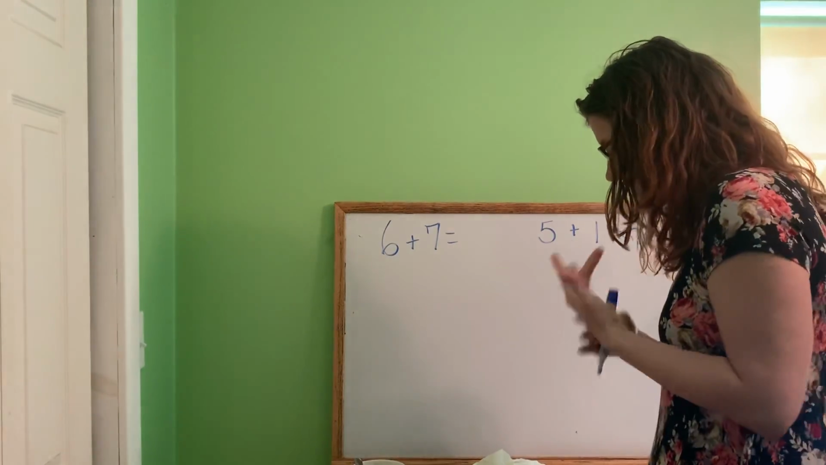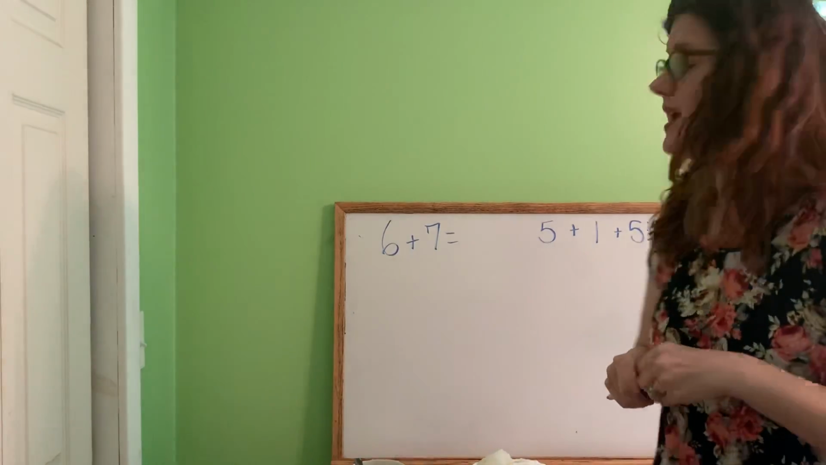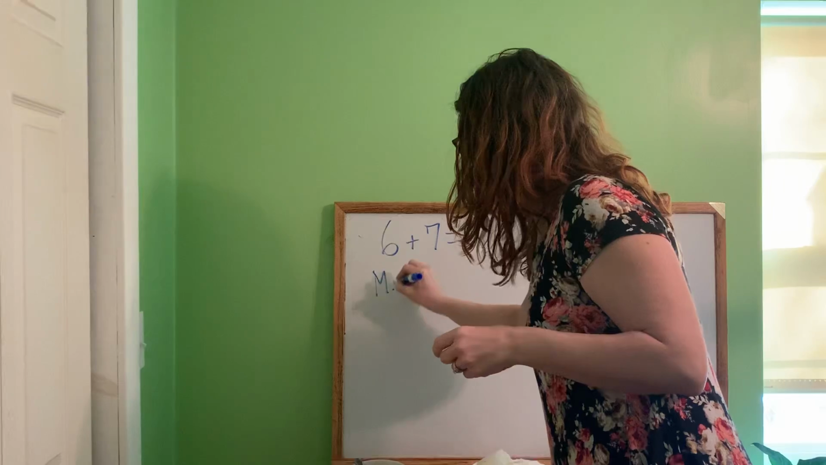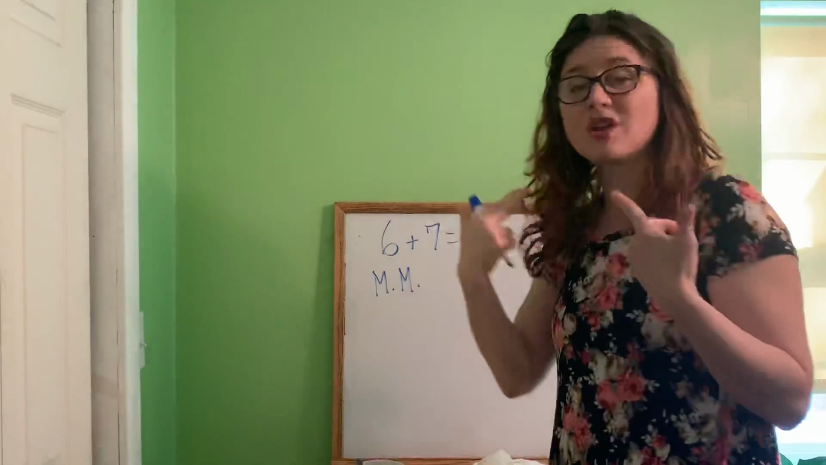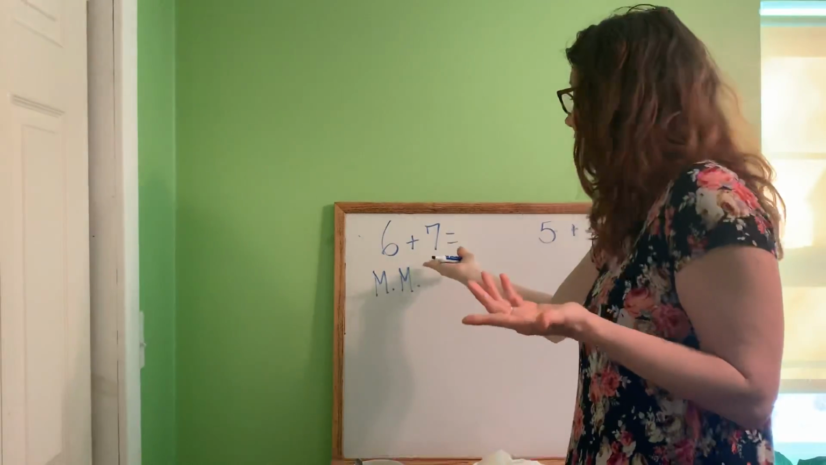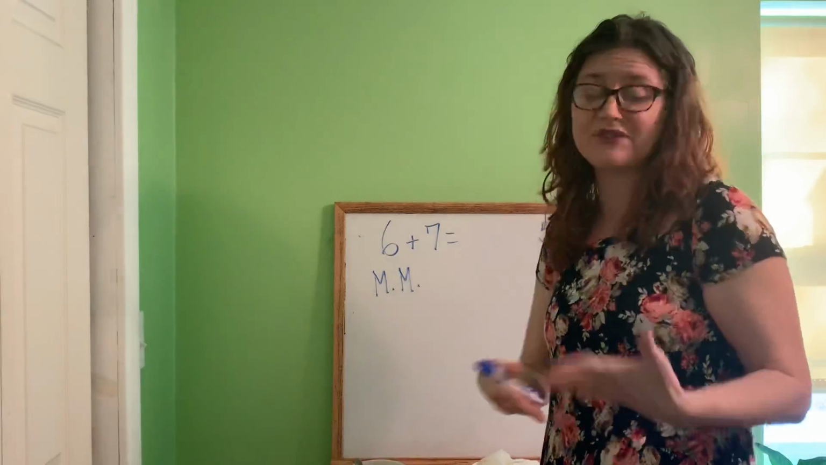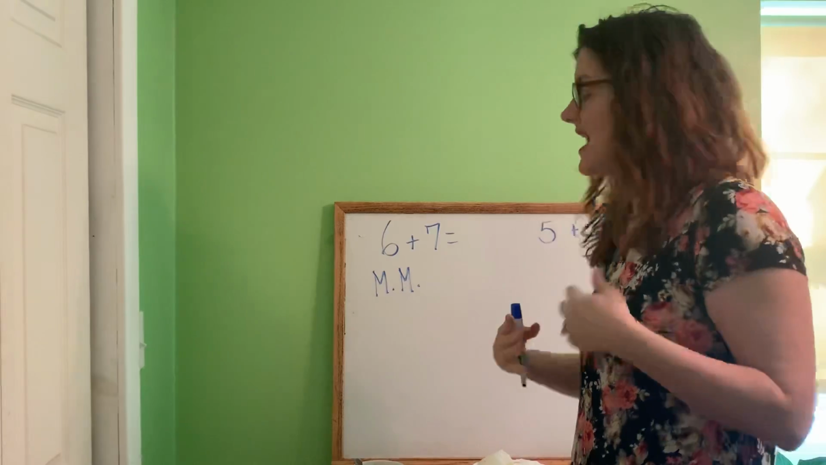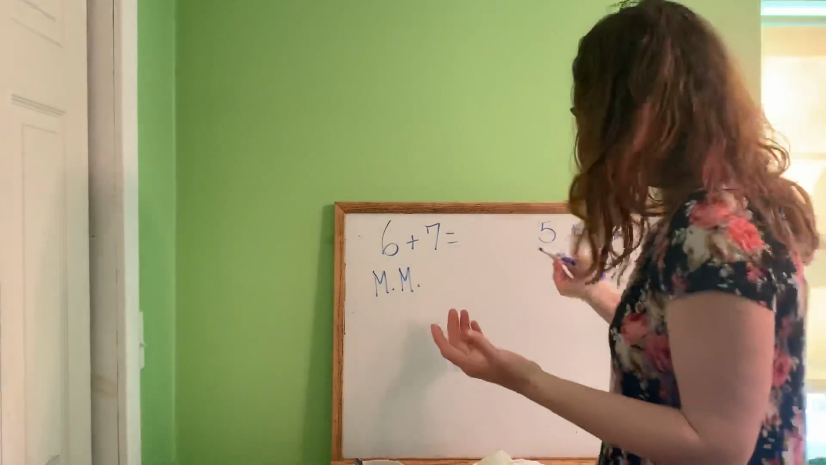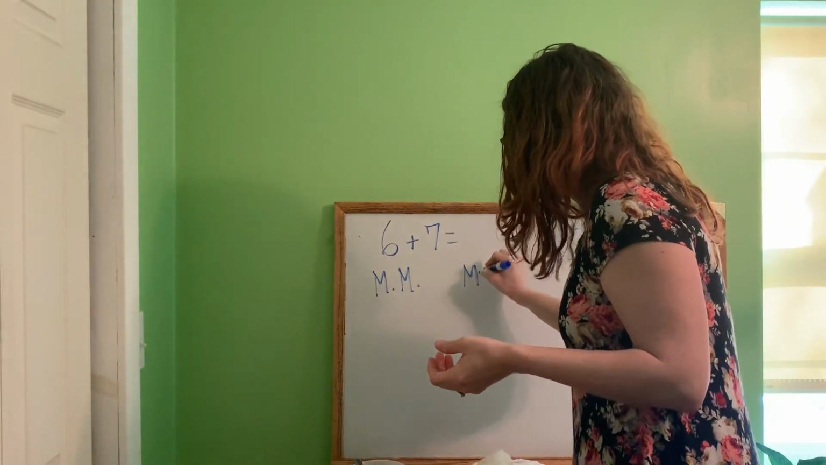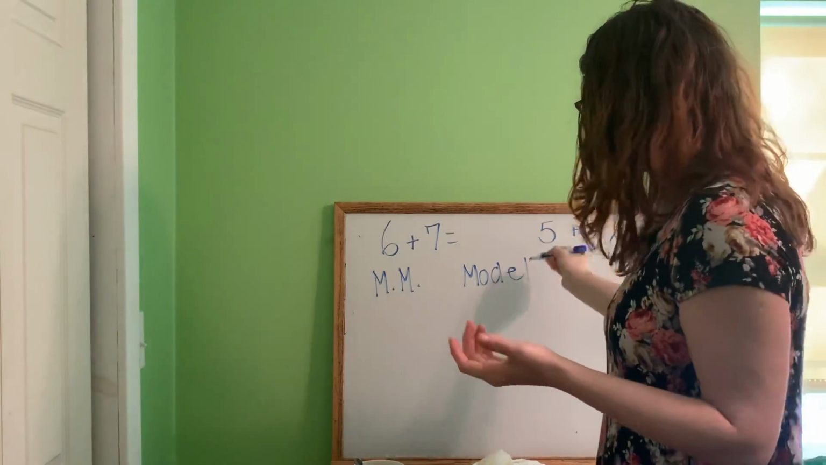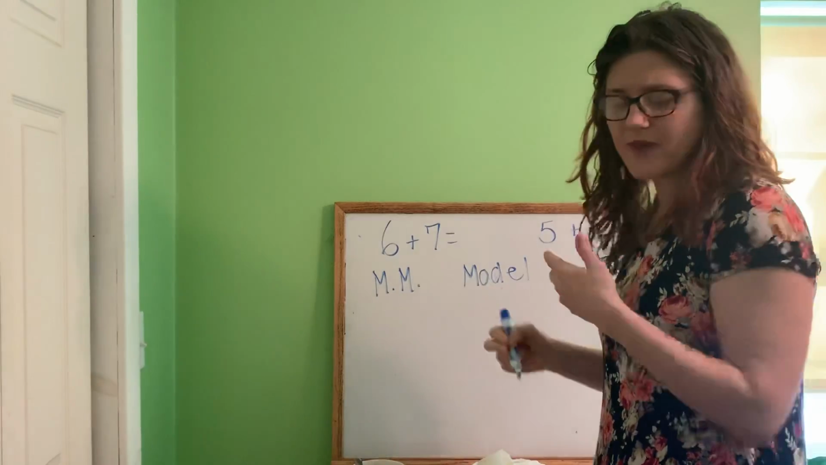So what we're looking for here, you may have some students who use what we call in my room MM. That means they're using mental math. Boom. Some of your kids may just know 6 plus 7. They may just be able to tell you it's 13 and they know it. Great. They know their facts. Some kids aren't there yet. So some kids may need to make a model. Now again, when they're making a model, we just want them drawing circles.